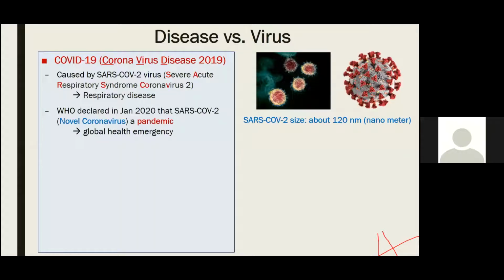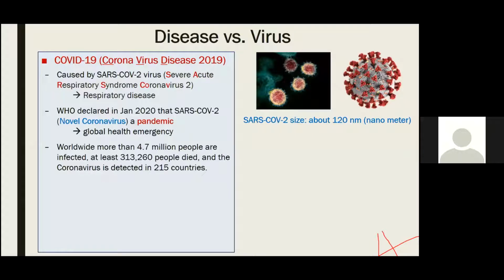Now, the World Health Organization, as we know, declared in January 2020 that this novel coronavirus is a pandemic, implying a global health emergency. And as of now, more than 4.7 million people worldwide have been affected. As of this evening, 313,260 people have died, and it has spread over 215 countries.